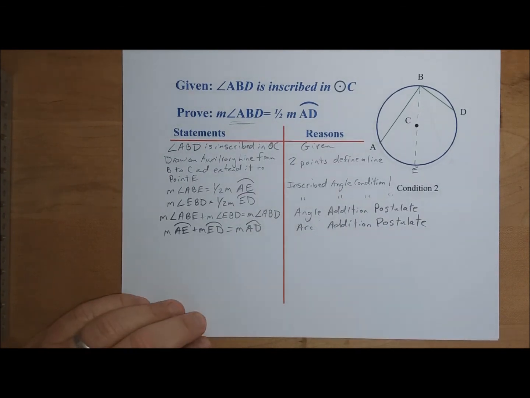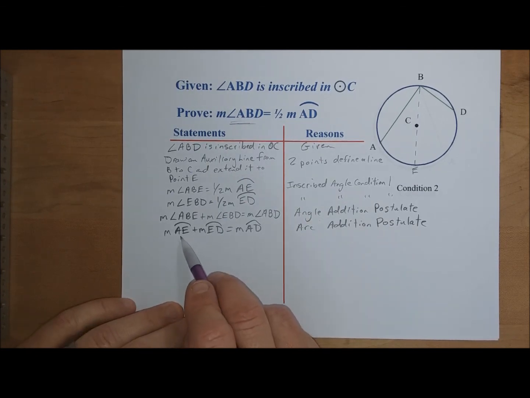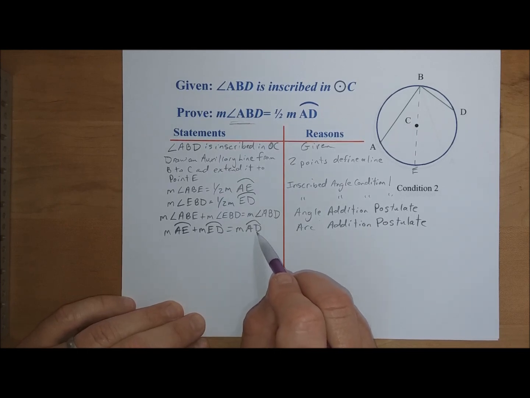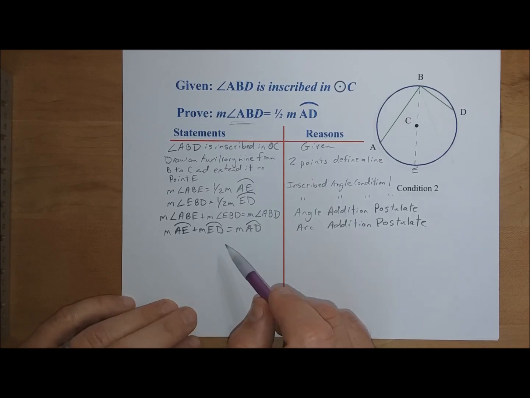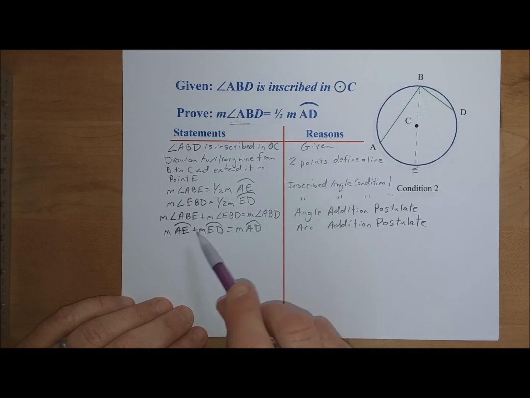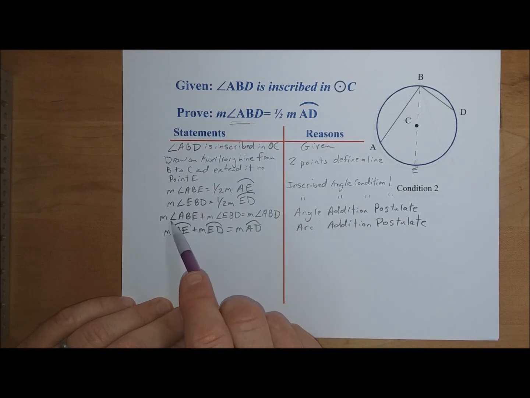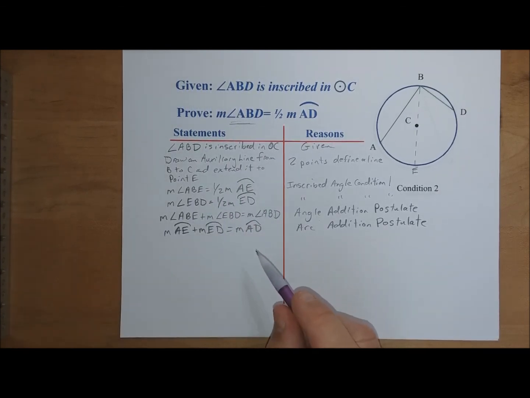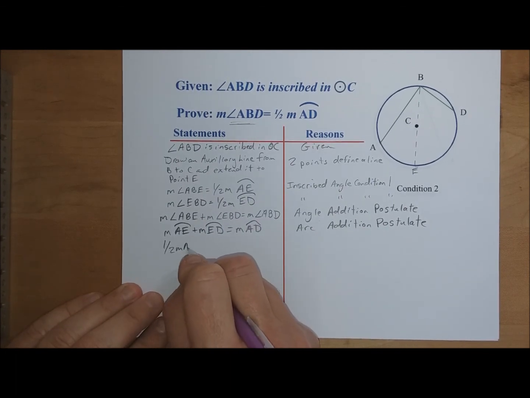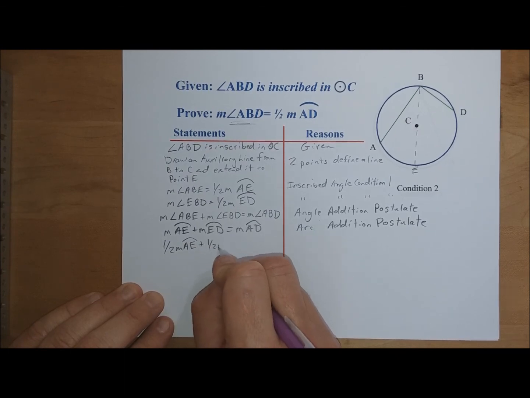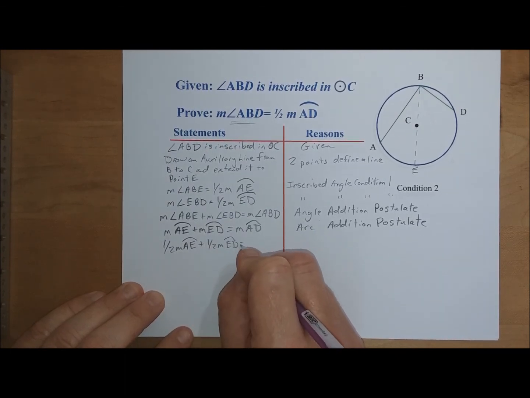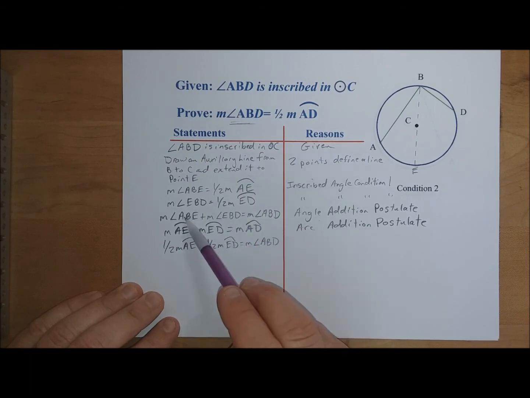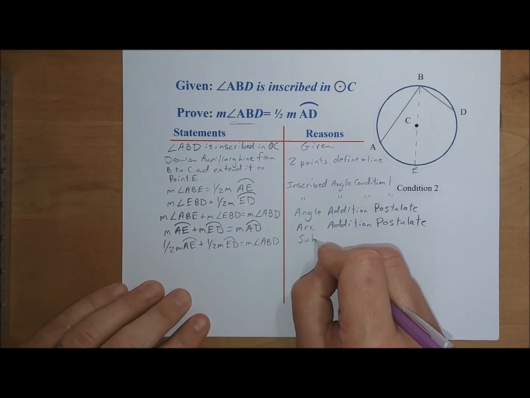And maybe we can take this measure of arc AE plus the measure of arc ED equal to the measure of arc AD, and maybe we can do something with that. What could we do with that? We have this measure of angle ABE plus the measure of angle EBD. We could substitute these in here, right? We could get 1/2 the measure of arc AE plus 1/2 the measure of arc ED equals the measure of angle ABD. What we did there was we substituted these into this equation here. So that was just a substitution.